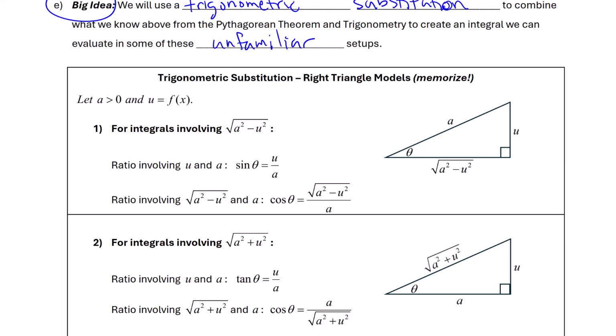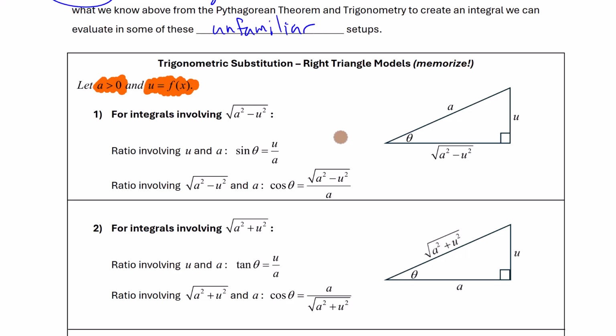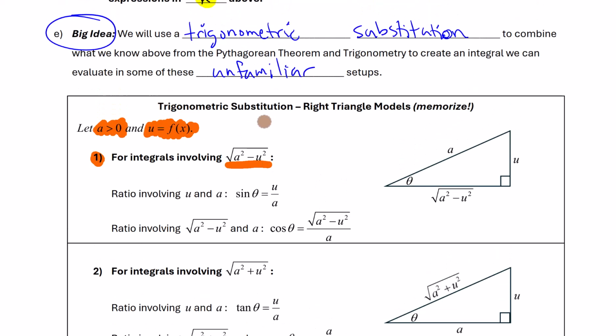and here's what I mean about that. So we're going to start by saying let a be some positive constant greater than 0, and let u be some function of x. I'm just picking out some variables to use to make this all look a little bit simpler. So first, for integrals involving the square root of a squared minus u squared. Again, doesn't that kind of resemble some of these roots we've been seeing?